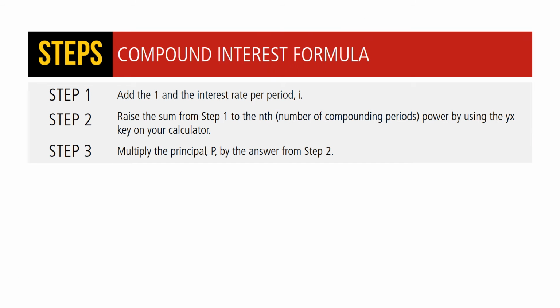To solve the compound interest formula, follow these 3 steps. Step 1. Add the 1 and the interest rate per period I. Step 2. Raise the sum from step 1 to the nth number of corresponding periods power by using the y^x key on your calculator. And then step 3, multiply the principal, or P, by the answer from step 2.